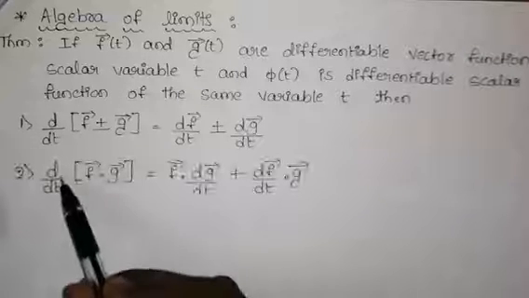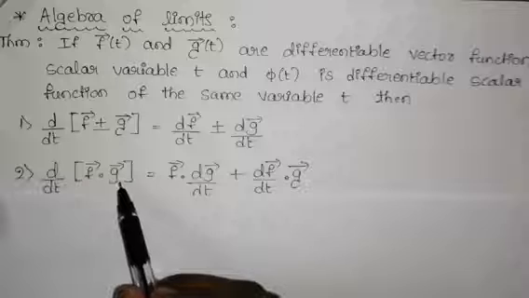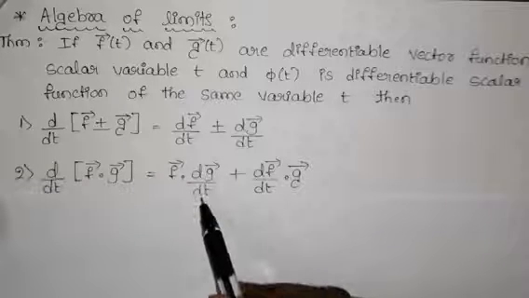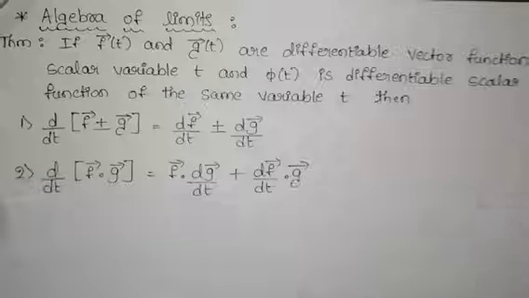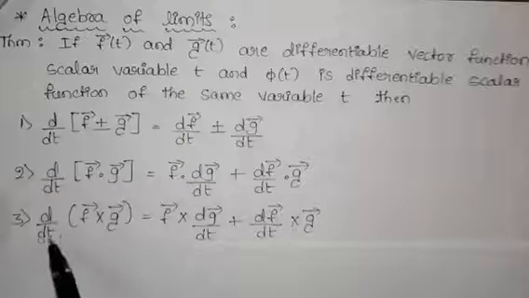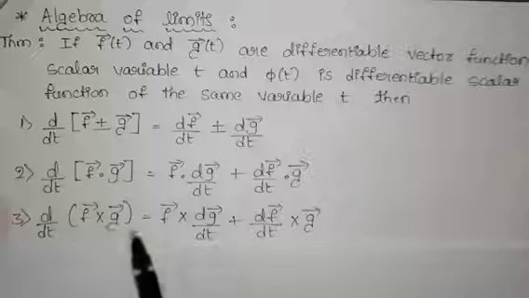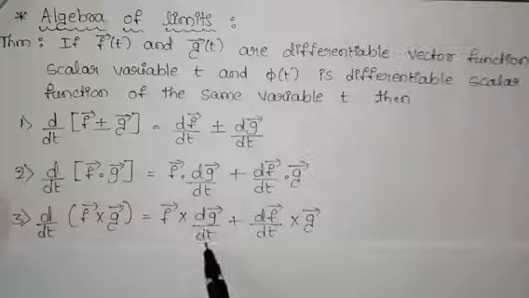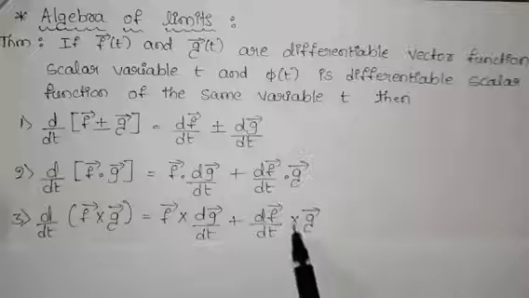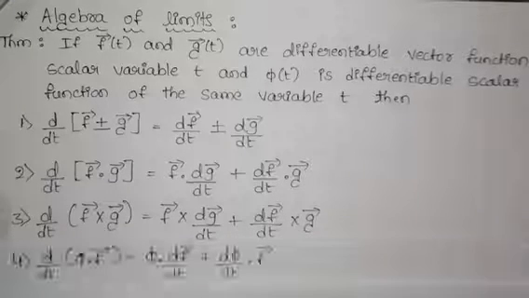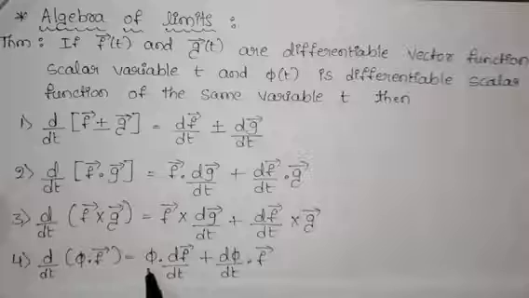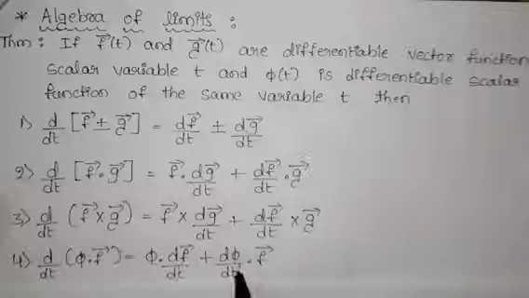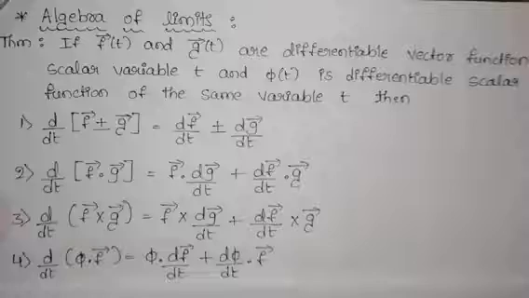The second one is d by dt of vector f dot vector g equal to vector f dot vector dg by dt plus vector df by dt dot vector g. The third condition is d by dt of vector f cross vector g equal to vector f cross dg by dt plus vector df by dt cross vector g. And the fourth condition is d by dt of pi times vector f. Here pi is a scalar function. This gives pi times vector df by dt plus d pi by dt times vector f.